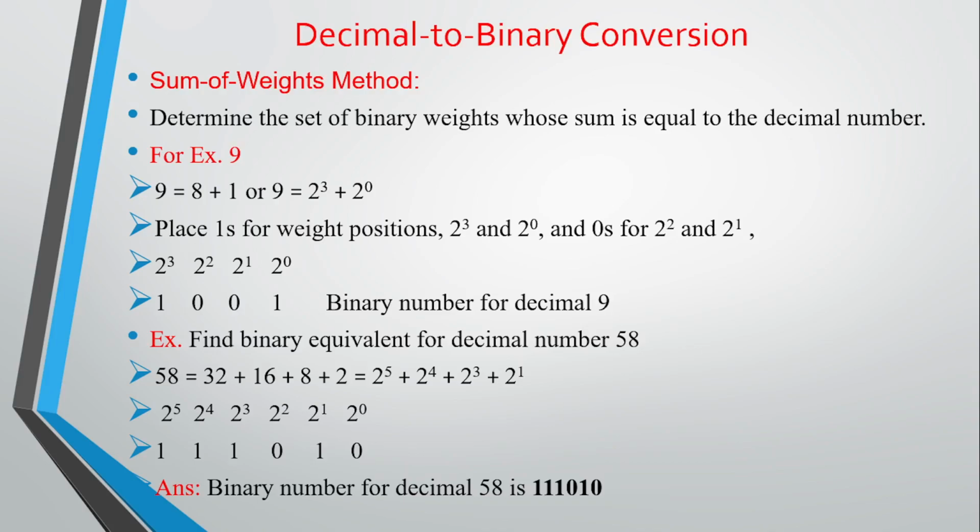So 32 is 2 to the power 5, plus 16 is 2 to the power 4, plus 8, 2 cubed, plus 2, 2 to the power 1. So put 1 for the weights 2 to the power 5, 2 to the power 4, 2 to the power 3, and 2 to the power 1, and 0 for 2 to the power 2 and 2 to the power 0 at their respective positions. You will find the number is 111010, which is the equivalent binary number for decimal 58.